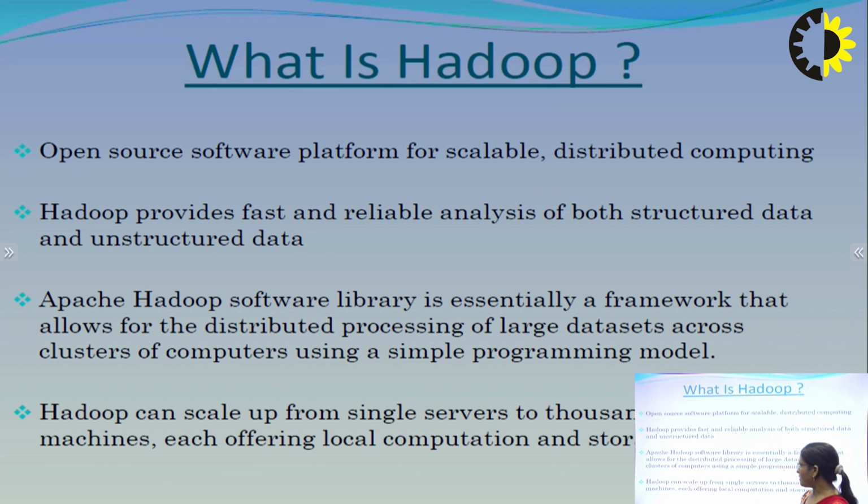So here the Apache Hadoop software library is essentially a framework that allows for distributed processing of large data sets across clusters of computers using a single programming model, because it provides a huge amount of libraries and it is in a distributed environment, that is, clusters of computers are used. So here, with the use of huge libraries, a simple programming model is used. Then Hadoop can scale up from a single server to thousands of machines, each offering local computation and storage.